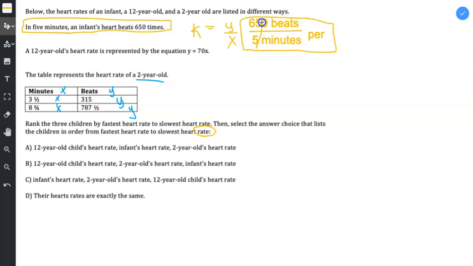So let's think about this. I'm going to think about 65 divided by 5. Well, I know that 60 divided by 5 is 12. Well, 65 is 1 more 5 over 60. So if 60 divided by 5 is 12, 65 divided by 5 is 13. And if 65 divided by 5 is 13, then 650 divided by 5 is 130. So 130 beats per minute. And I need to label this. This is the infant's heart rate. The infant's heart rate is 130 beats per minute. You could have also used long division instead of the reasoning that I used.